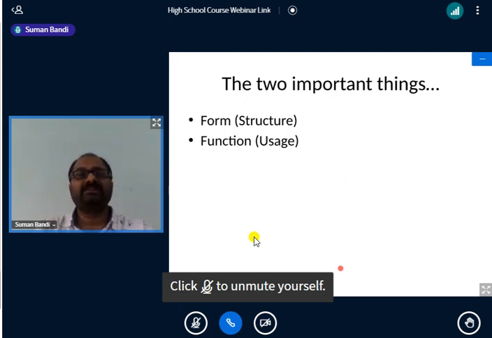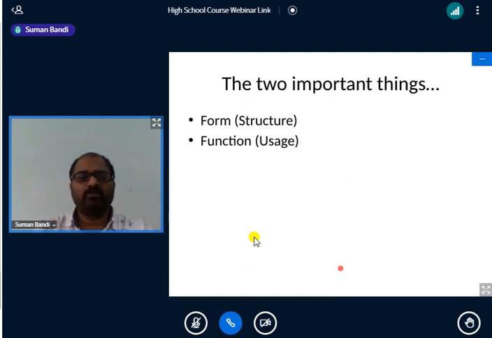For example, if you ask any SSLC student, what is the definition of a noun? They'll be able to tell you what are the types of verbs, what is a past participle. They'll be able to tell you, okay, good. But these are not important. What is more important is the usage of these words. That is what I'm trying to say. So that is the crux of our discussion.